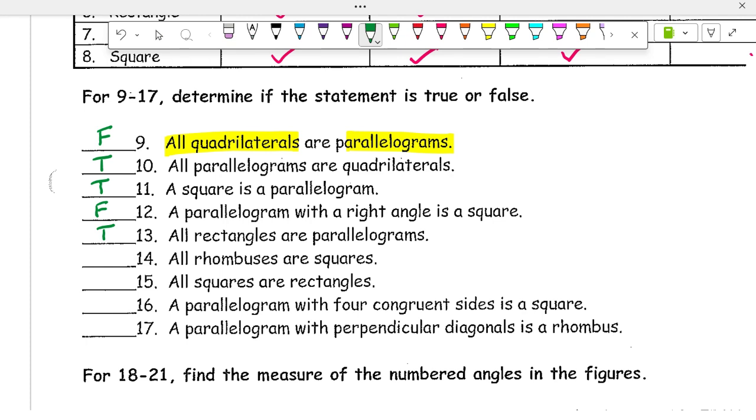All rhombuses are squares. What do you think? True or false? Think about it. So every rhombus that you will encounter will be called a square. Go. Definitely not. Why? What about a rhombus does not necessarily have to happen in order for it to be a rhombus? Right, the angles don't necessarily have to all be 90 degrees. If they are 90 degrees, that's what makes it a square. But not every rhombus is going to have all four angles being 90 degrees.